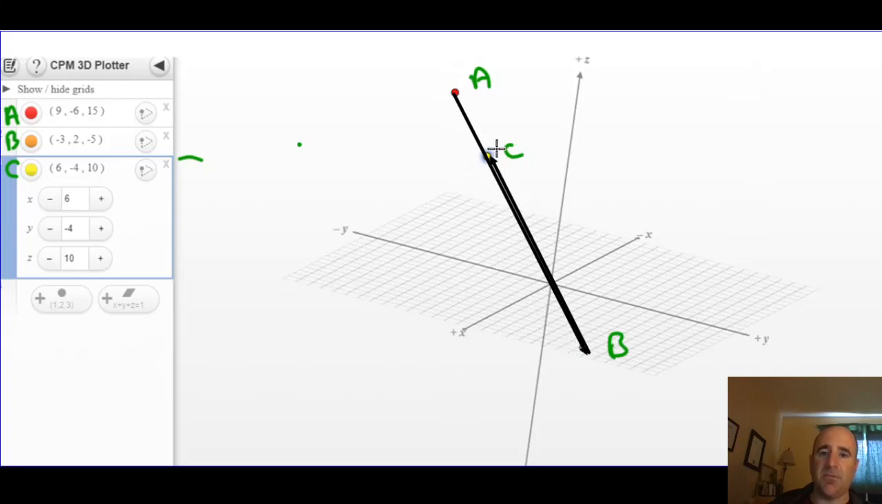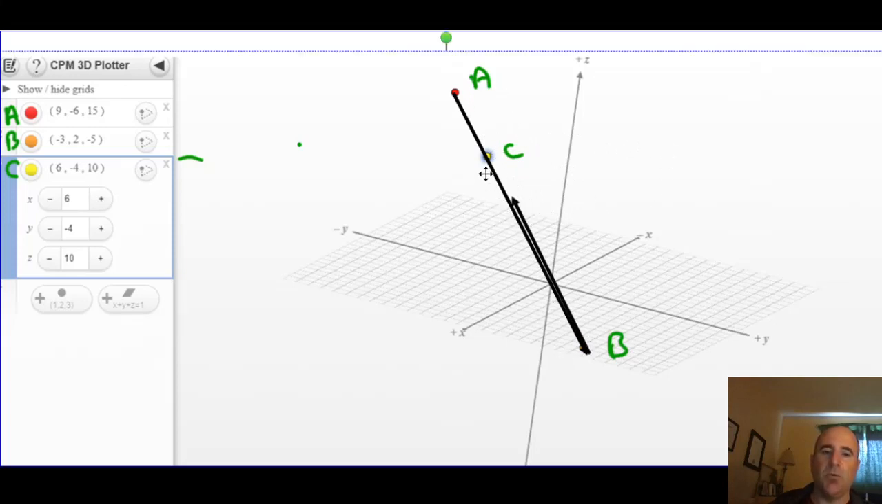If, for example, point C had been off of it, like maybe point C was adjusted so that its Y value wasn't -4, maybe it was +1 or 0 or something like that, then vector BC would be like this. And they wouldn't be scalar multiples of each other because point C is not on the same line that AB is.